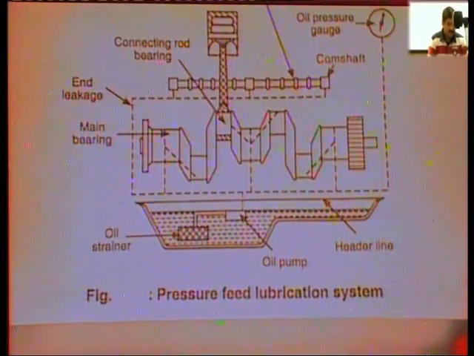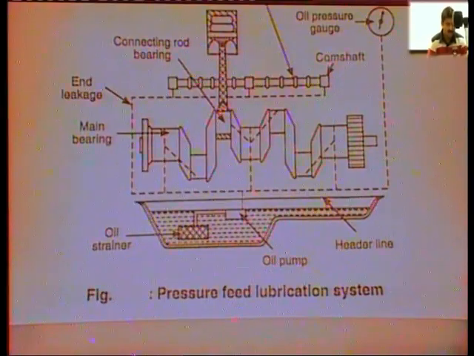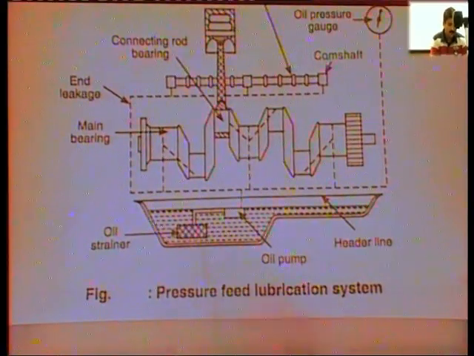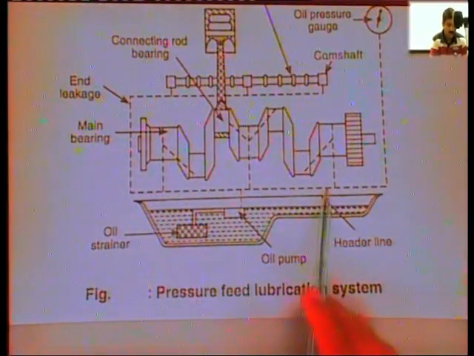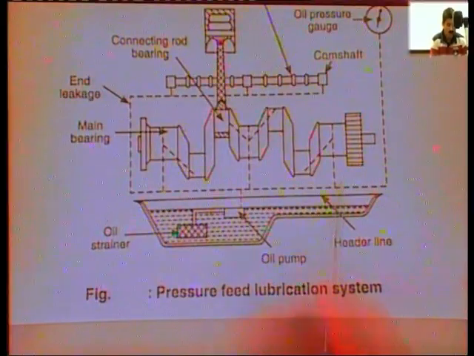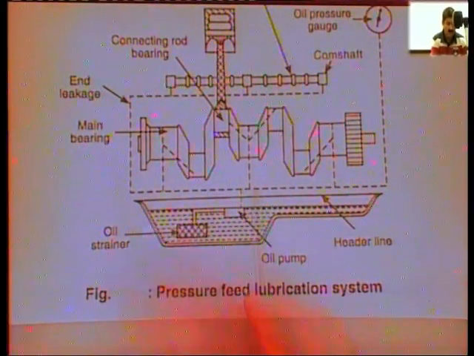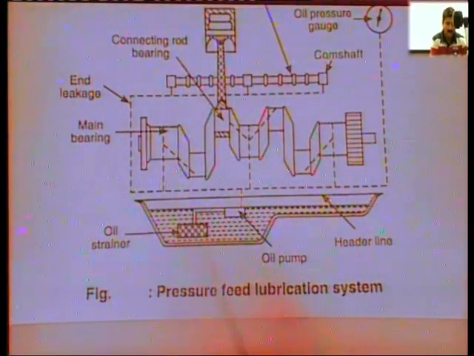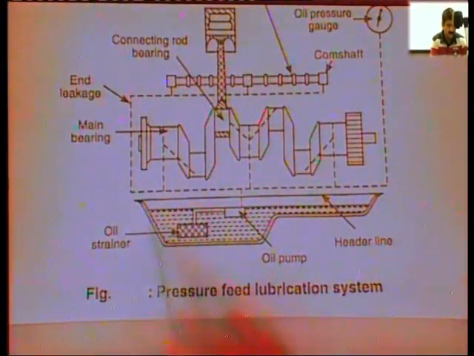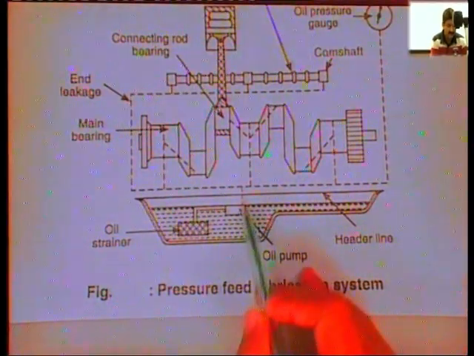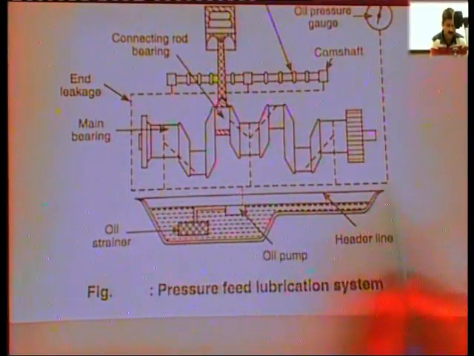The next type of lubrication system is the pressure feed lubrication system, where both are missing. There is no nozzle and no oil troughs. All of the oil is under pressure. The galleries are provided at the same place, like here. This is the oil strainer, and the oil pump, and this is the main gallery, and these are the branches of the galleries.